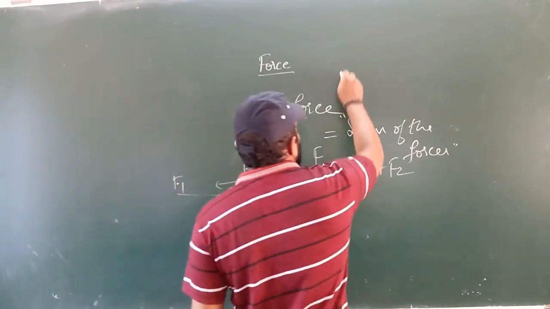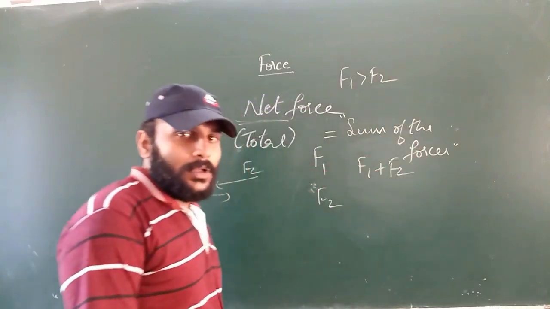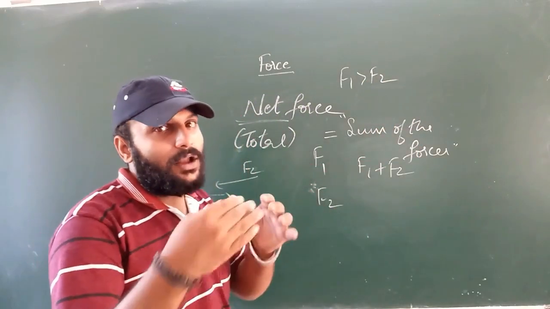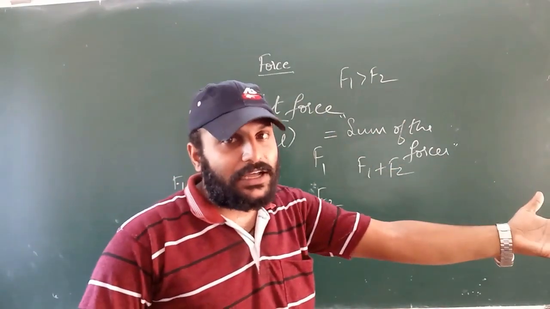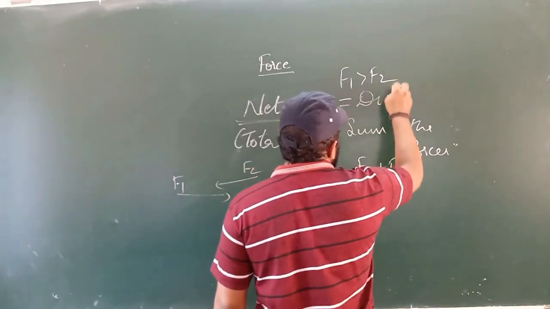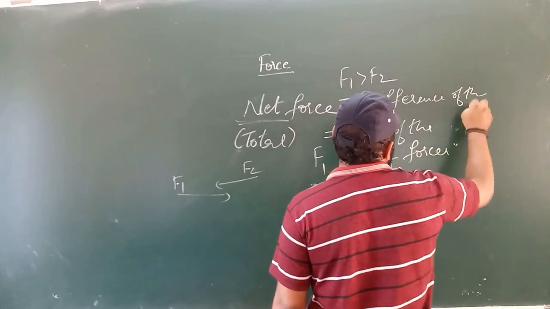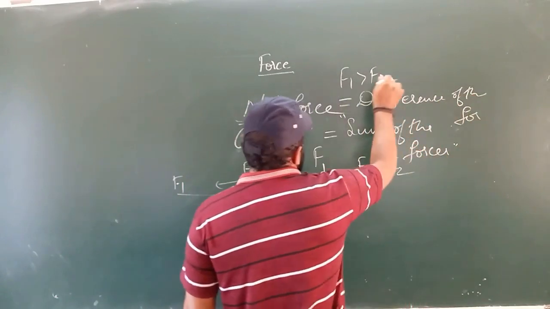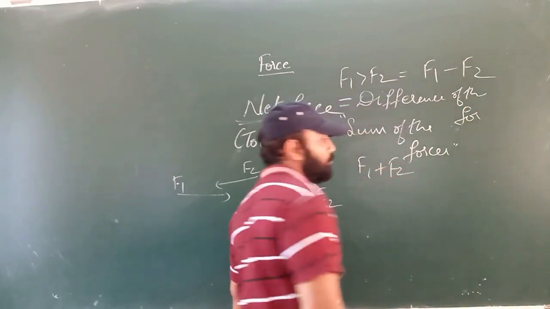Think that the force you are applying is greater than F2. If the applied force of an object is in the opposite direction of the applied force of another object, then what will be the net force? Net force will be the difference of the forces. What you will do if F1 is greater than F2? You will write F1 minus F2.